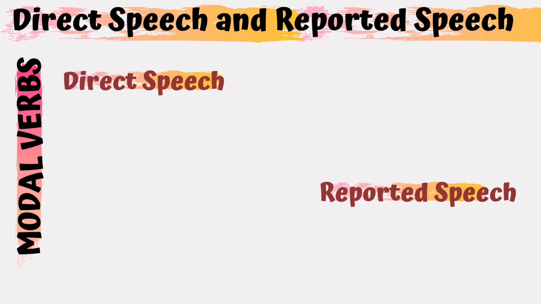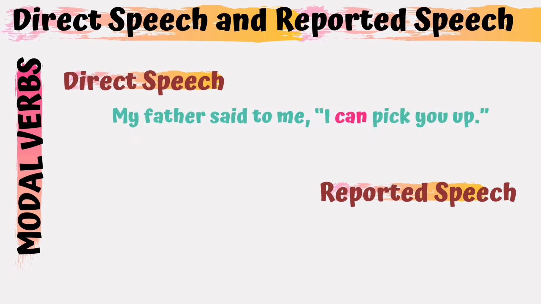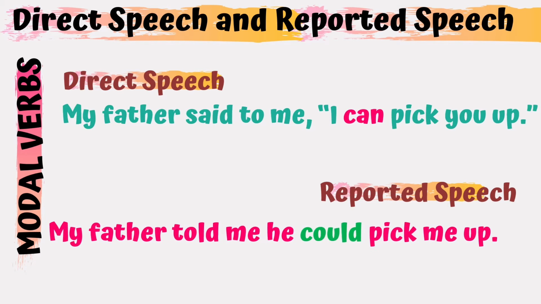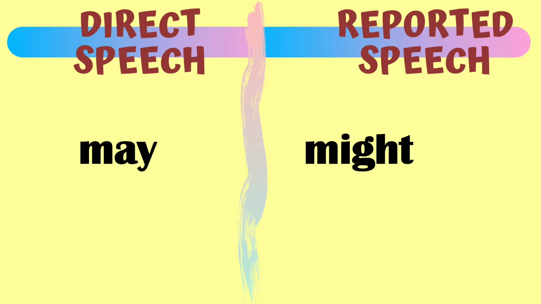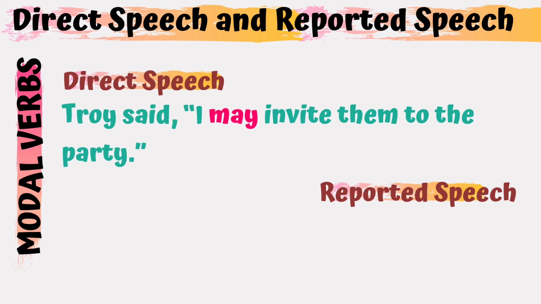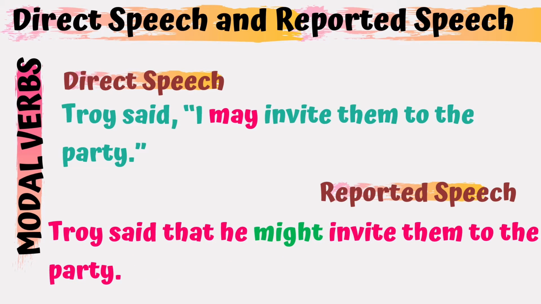The modal can in direct speech, my father said to me, I can pick you up, will be changed to could, as in, my father told me he could pick me up. The modal may in direct speech will be changed to might. Example: Troy said, I may invite them to the party. Its reported speech will be, Troy said that he might invite them to the party.